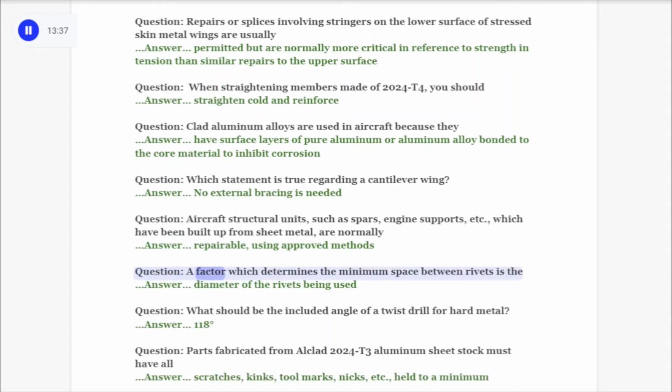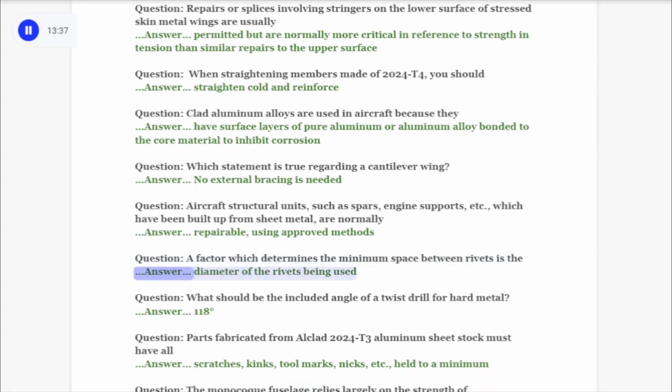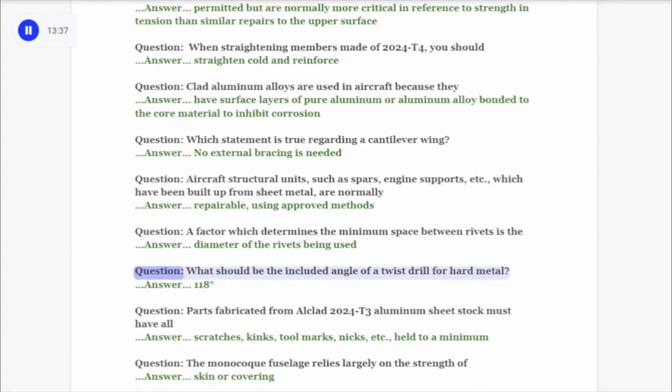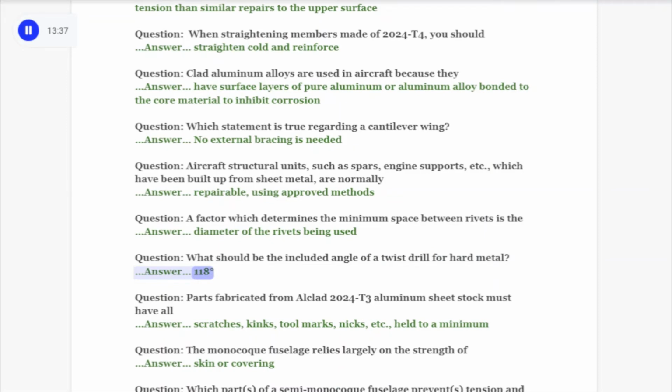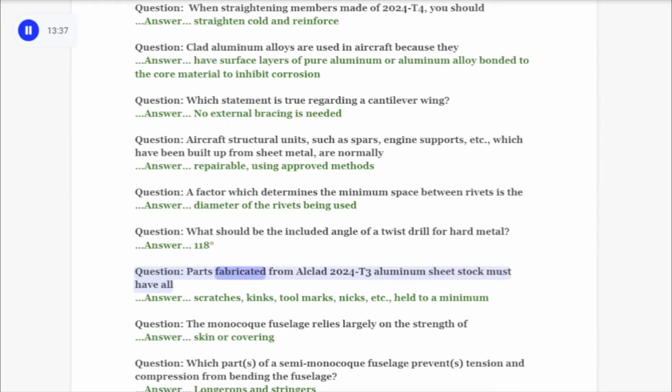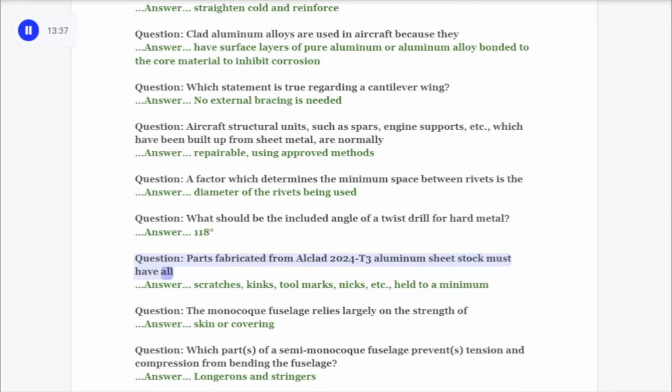Question: A factor which determines the minimum space between rivets is the? Answer: Diameter of the rivets being used. Question: What should be the included angle of a twist drill for hard metal? Answer: 118 degrees. Question: Parts fabricated from Alclad 2024 T3 aluminum sheet stock must have all?